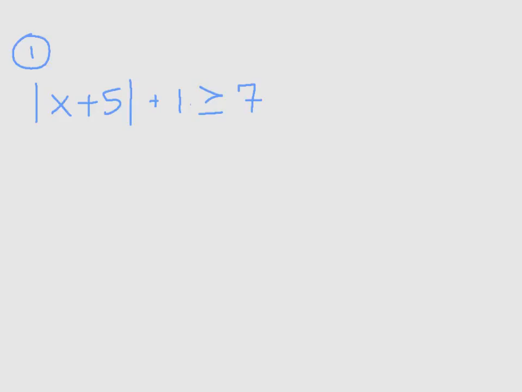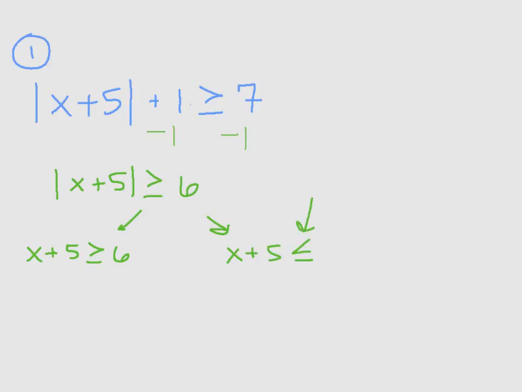Okay, so this is the first example that you have in your notes. The absolute value of x plus 5, plus 1, is greater than or equal to 7. So the first thing we want to do is get that absolute value by itself. So we've got to get rid of this 1. So I have the absolute value of x plus 5 is greater than or equal to 6. So I'm checking that 6 is positive. I'm good to go. So I'm just going to split this into two cases. x plus 5 is greater than or equal to 6. x plus 5, here comes the important part, you have to flip that inequality sign, less than or equal to negative 6.